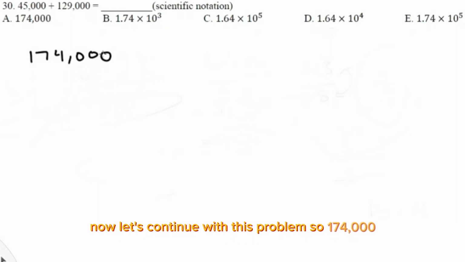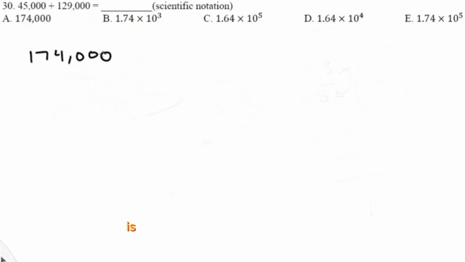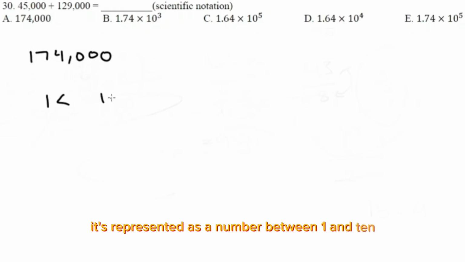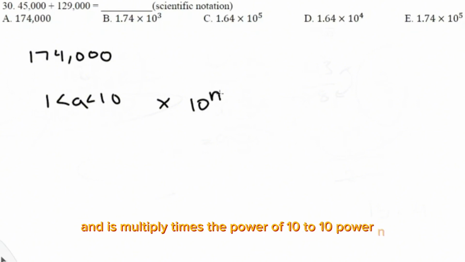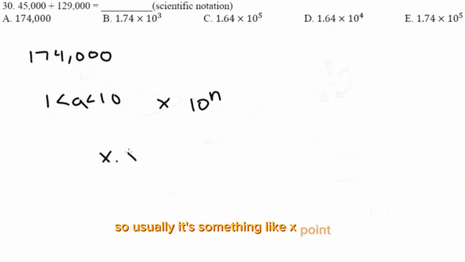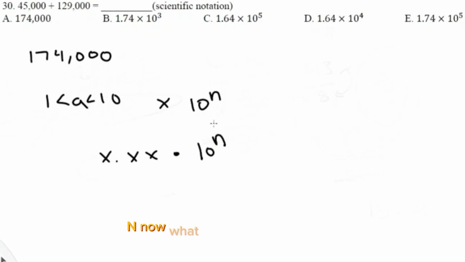So 174,000. How do we convert this into scientific notation? Well, scientific notation is a form of writing a number where it's represented as a number between 1 and 10. So let's say A. So whatever number we're writing in scientific notation is between 1 and 10, and it is multiplied times a power of 10, so 10 power n. So usually it's something like x.xx times 10 to the power of n. Now what we fill in for the x.xx and the n depends on what number it is. So that's how we figure it out.